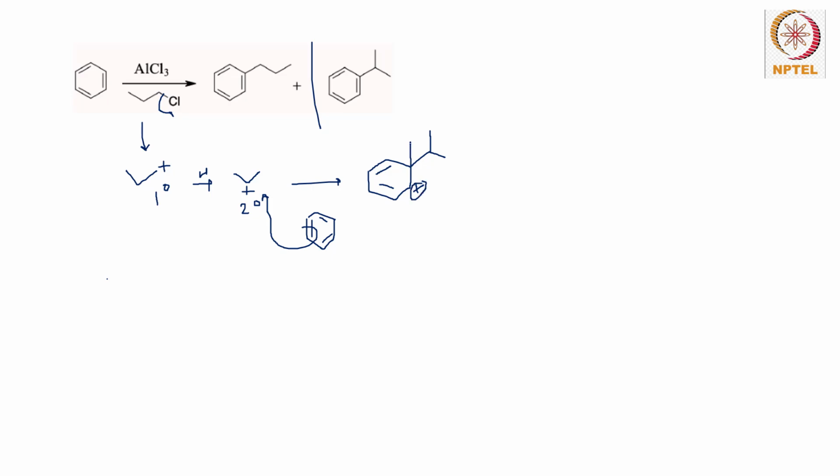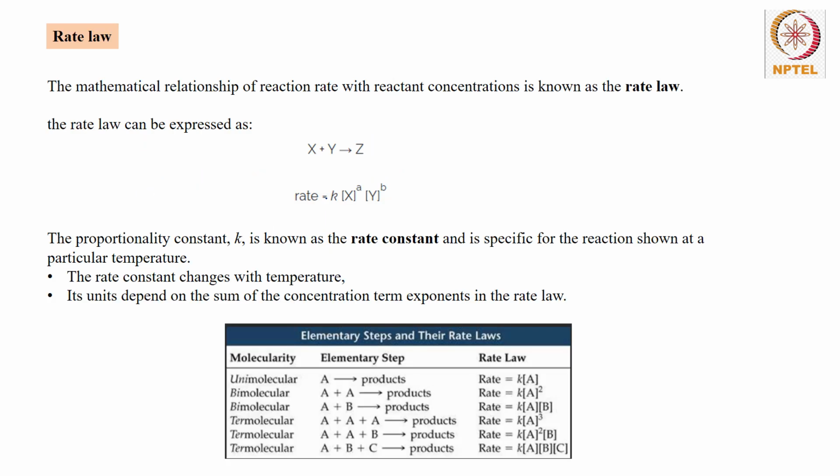This is the hydrogen atom. The first step is the slow step, or the RDS, and the second one is the fast step. RDS means rate determining step. Okay, so let's go to the next one.